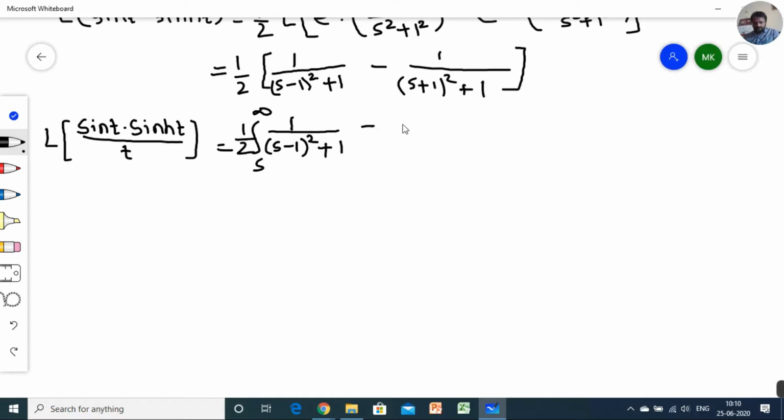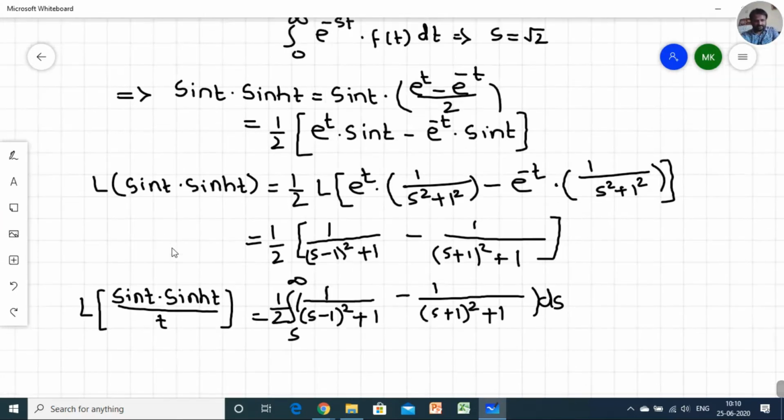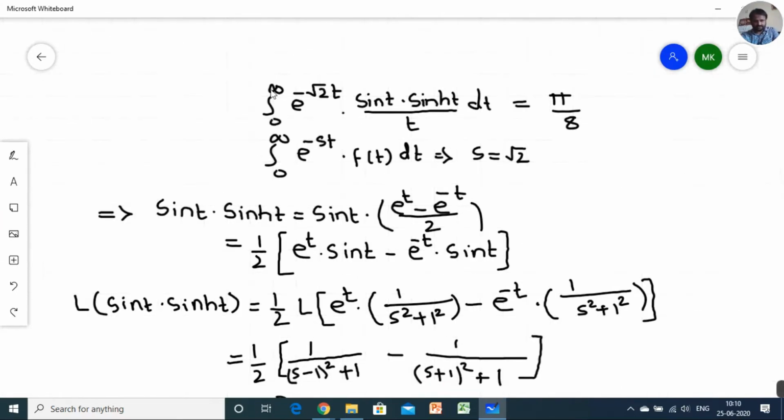In the question, the limit 0 to infinity was given: the integral of 1 upon (s plus 1) the whole square plus 1 into ds. In the question it is clearly given 0 to infinity, so please don't be confused, 0 to infinity.